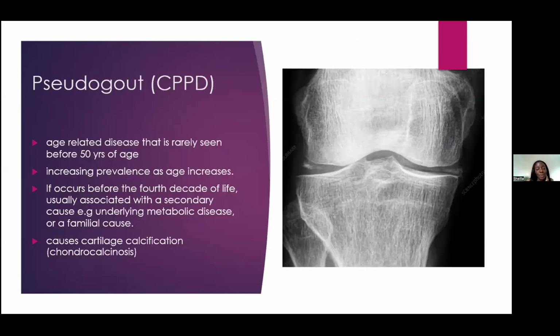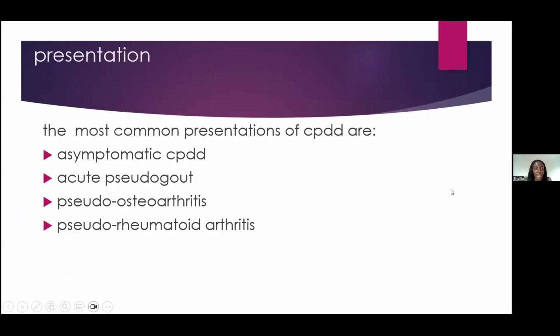And then finally, we've got pseudogout, which is CPPD. So you've probably come across this. If you look at the X-ray on the right, I'm hoping that every single one of you can identify what's wrong with that knee. It's an age-related disease that's seen in patients after the age of 50. So if you have somebody who's in their 4th decade of life with pseudogout, think that there's probably a primary underlying metabolic disorder or a familial disease that's causing the crystals. Otherwise, it tends to happen above the age of 50. And you end up with this chondrocalcinosis, which is what you can see on the X-ray on that side.